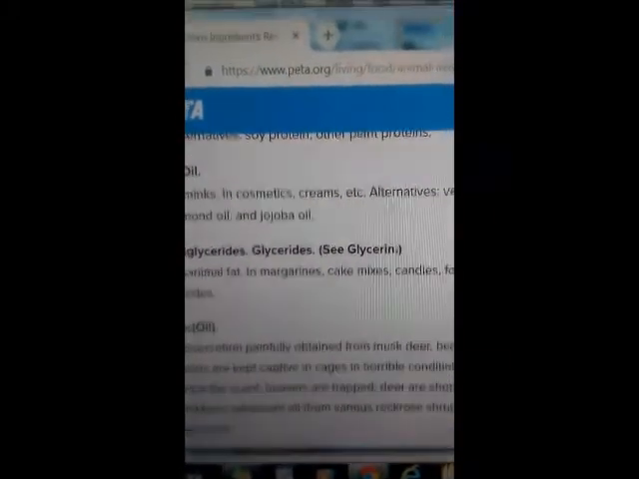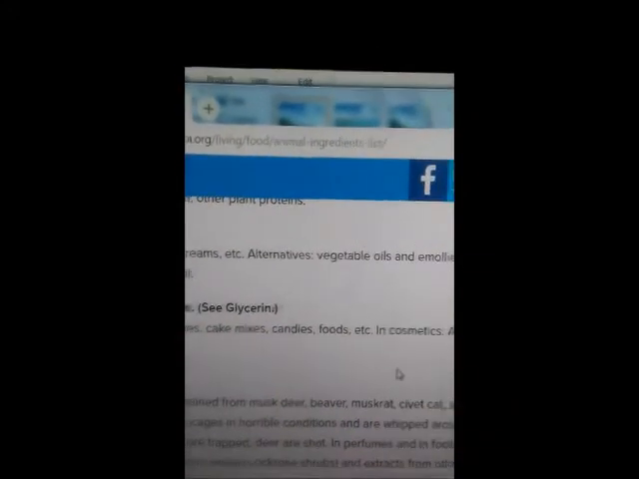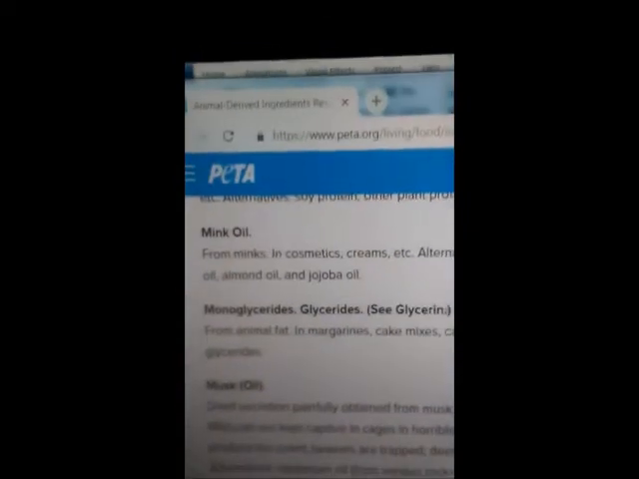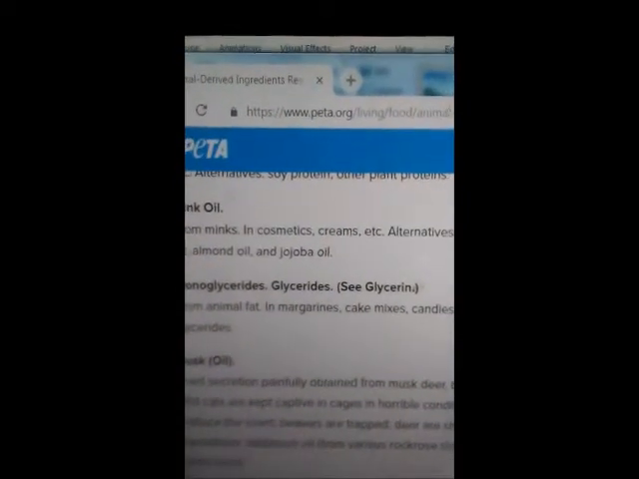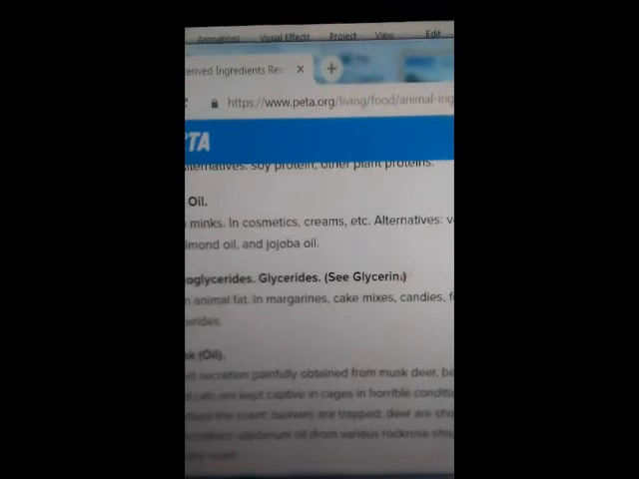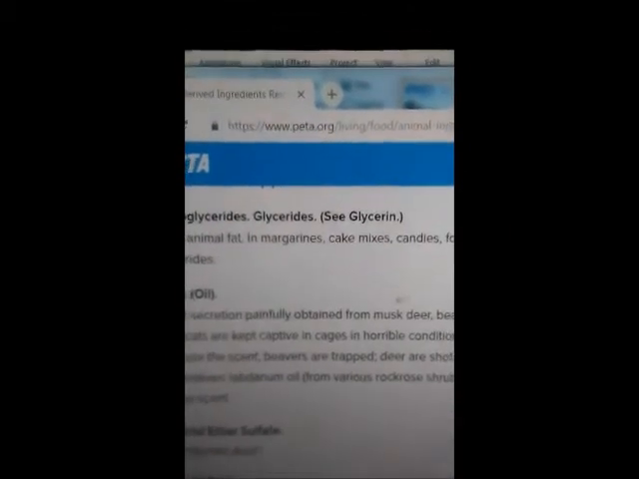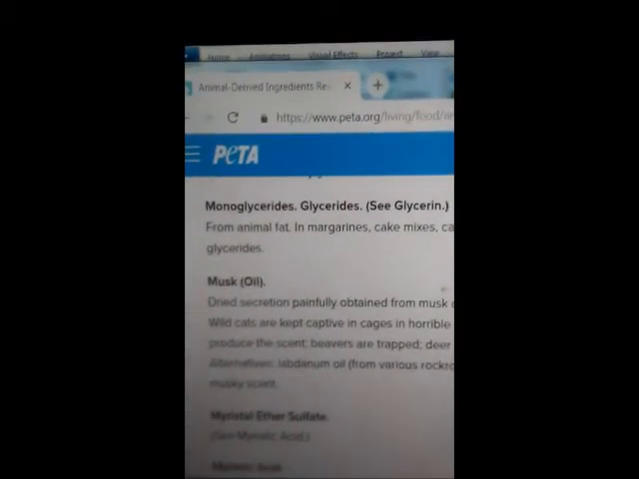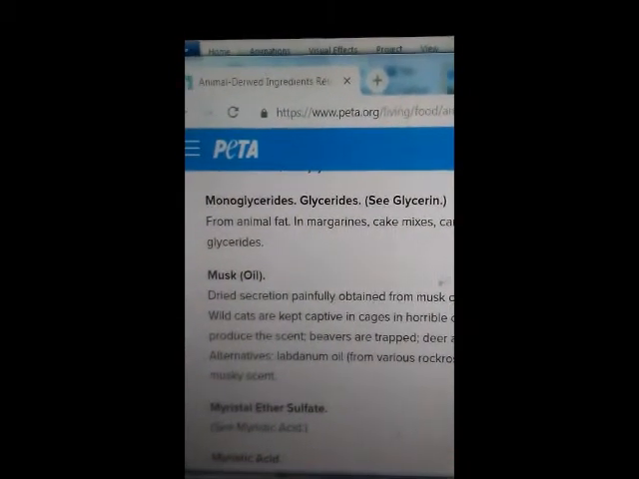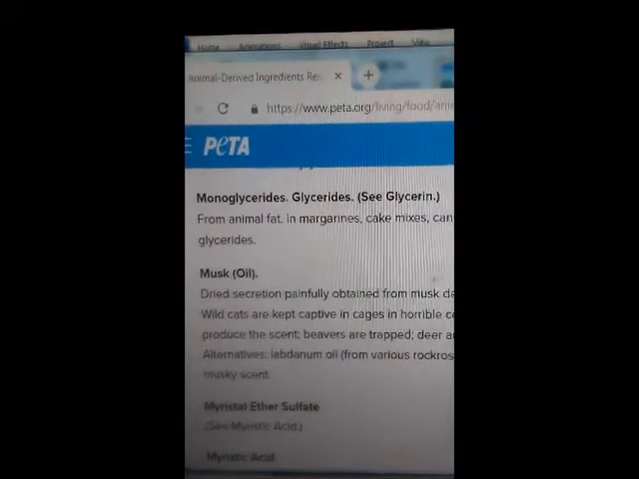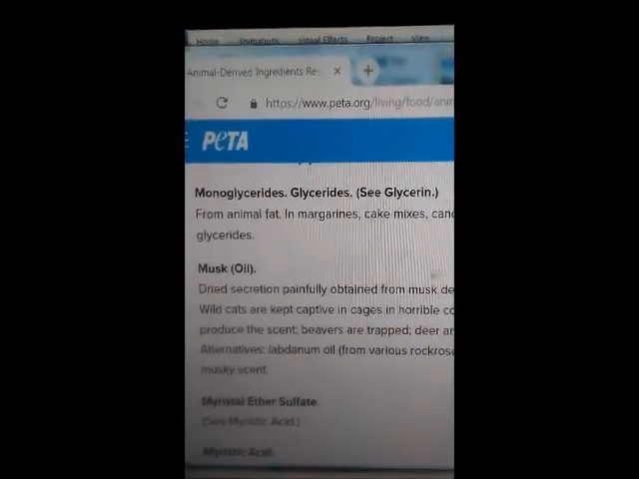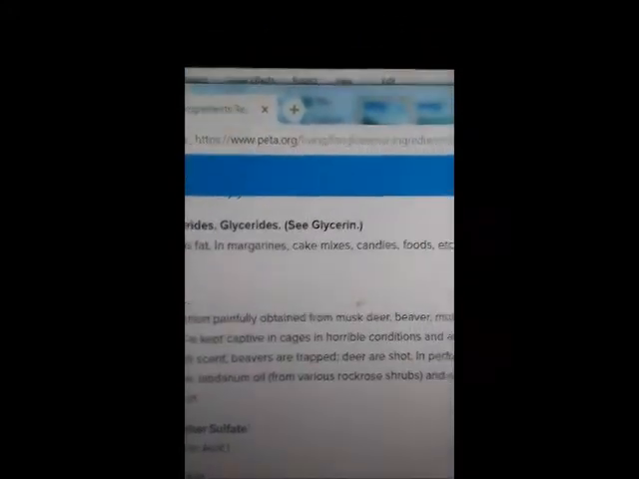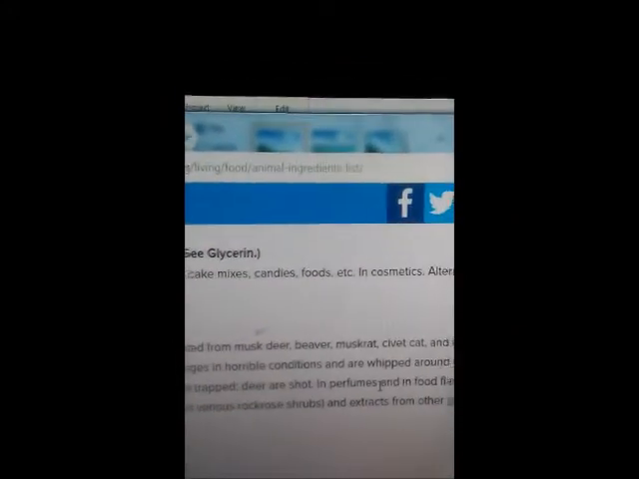Okay, in cosmetics, creams, etc. Alternatives: vegetable oils and emollients such as avocado oil and jojoba oil. So you got monoglycerides. Here we go. And it says see glycerin from animal fat. Now when you hear animal fat, you may be thinking of the clean animal fat, but guess what? We're not supposed to be messing with the fat anyway. So whether clean or unclean. So from animal fat in margarines, cake mixes, candies, food, etc., and cosmetics, alternative: vegetable glycerides.